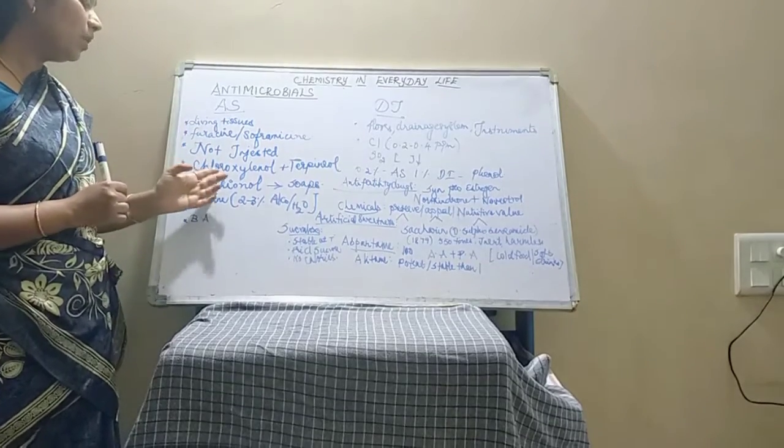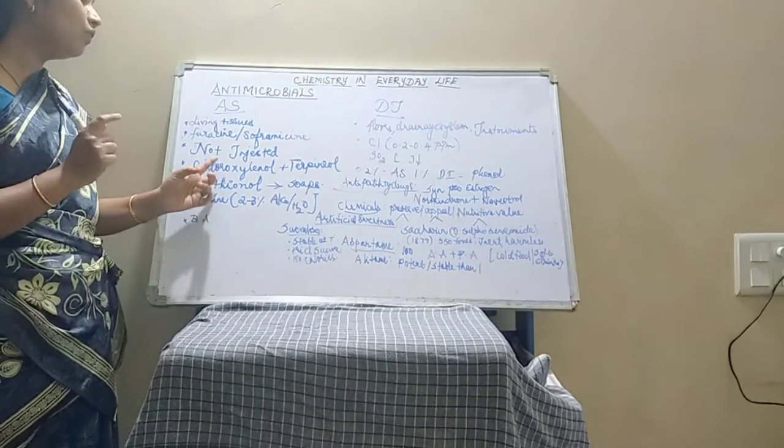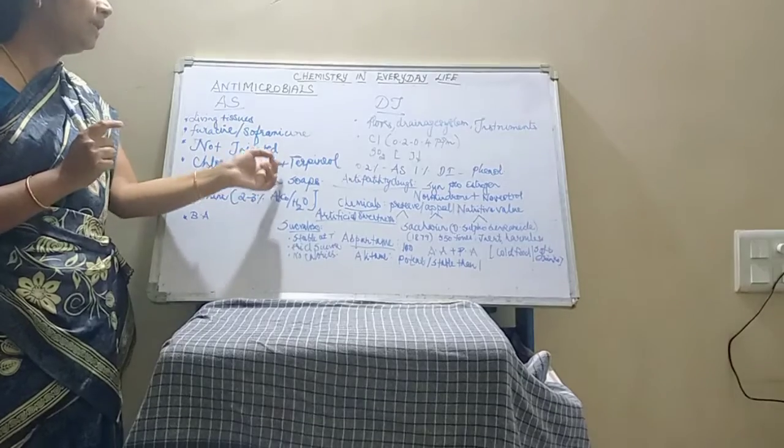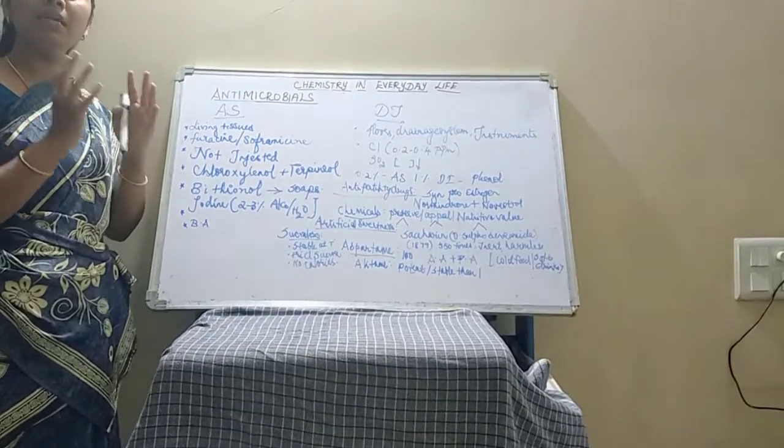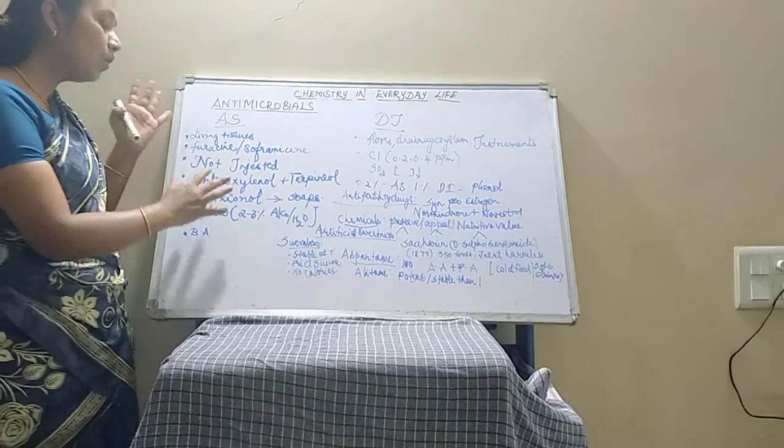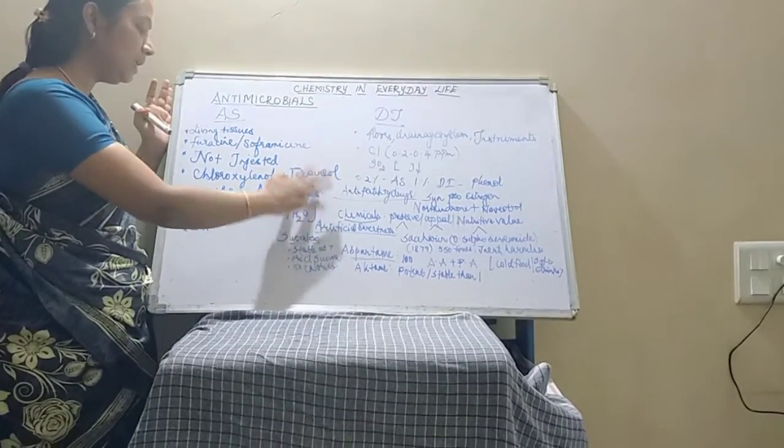See, Dettol is a combination or a mixture of chloroxylenol and terpineol. So, what is Dettol? Dettol is nothing but a chemical combination of chloroxylenol and terpineol.